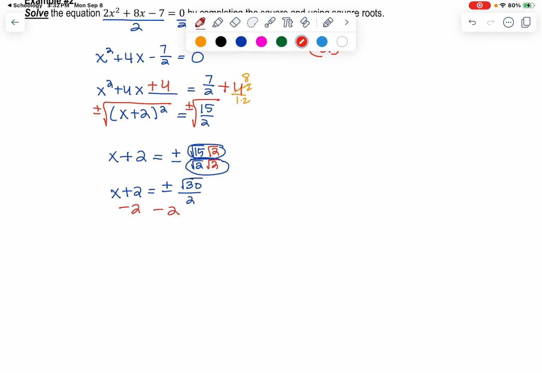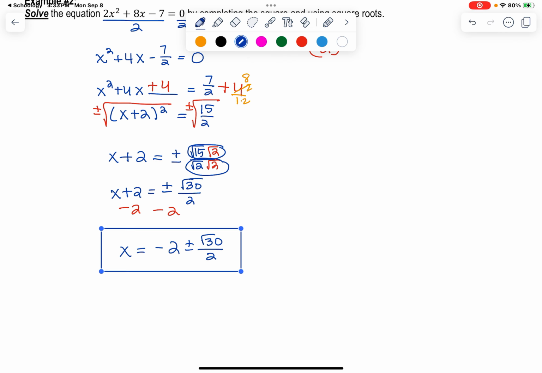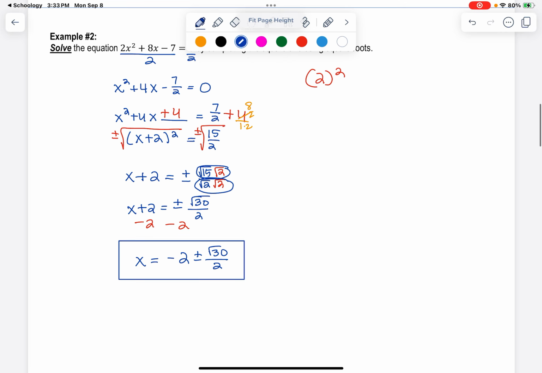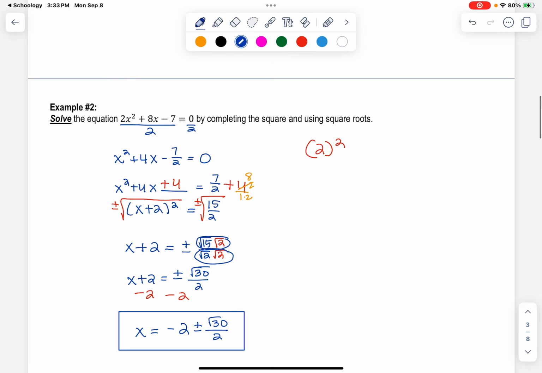All right, we're almost done. We just need to get x by itself, subtract 2 from both sides, and we have x equals negative 2 plus or minus root 30 all over 2. Now, of course, to solve this quadratic, you could have also used the quadratic formula, which personally I probably would have preferred, seeing that not everything was divisible by 2. This 7 wasn't. But the directions say by completing the square, so I had to follow the directions.